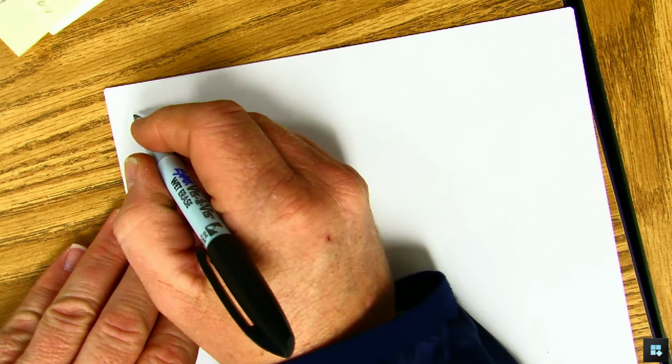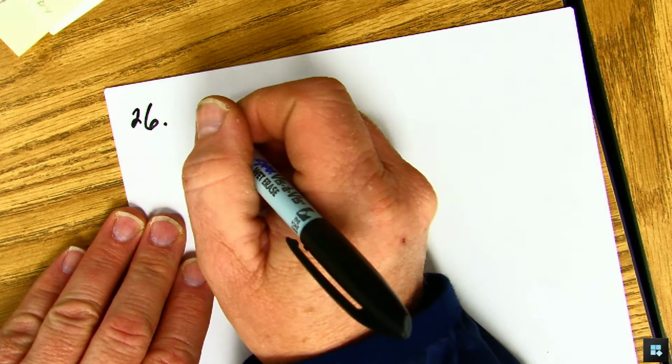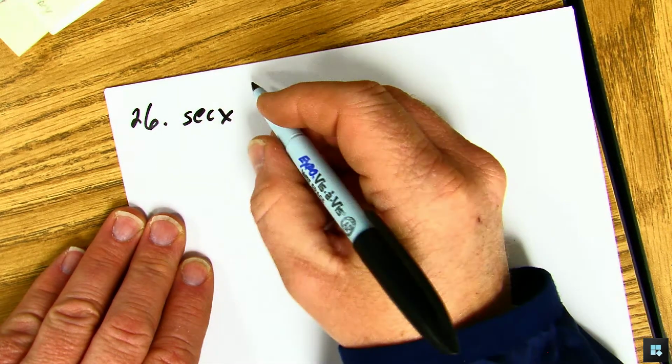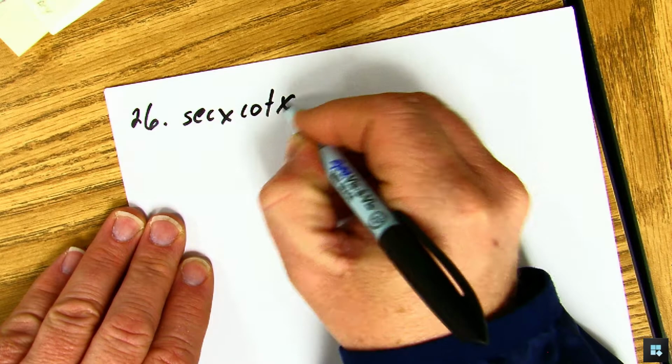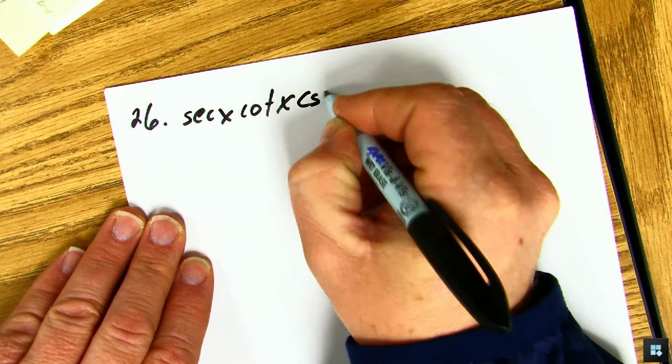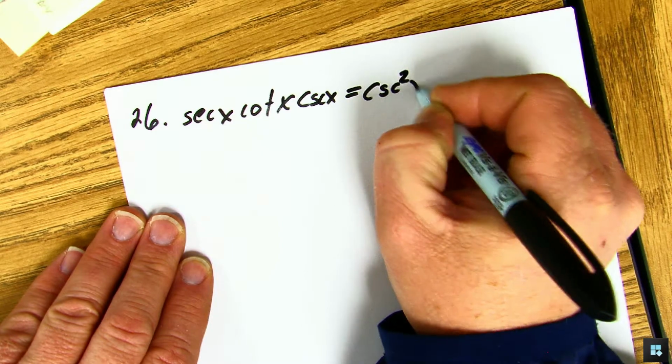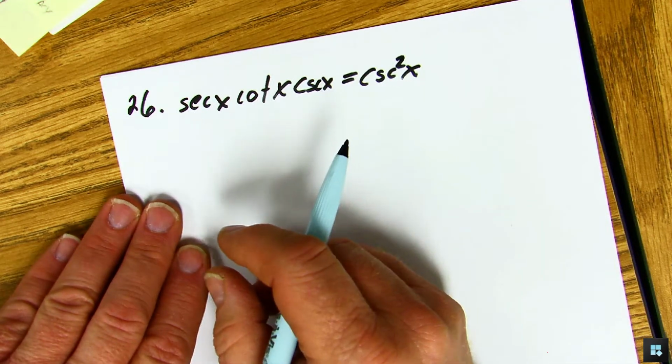26. Here we go. 26 says verify the following trig identities. We have secant of x times cotangent of x times cosecant of x has to equal cosecant squared of x. So left hand side definitely looks like we can do more to it.